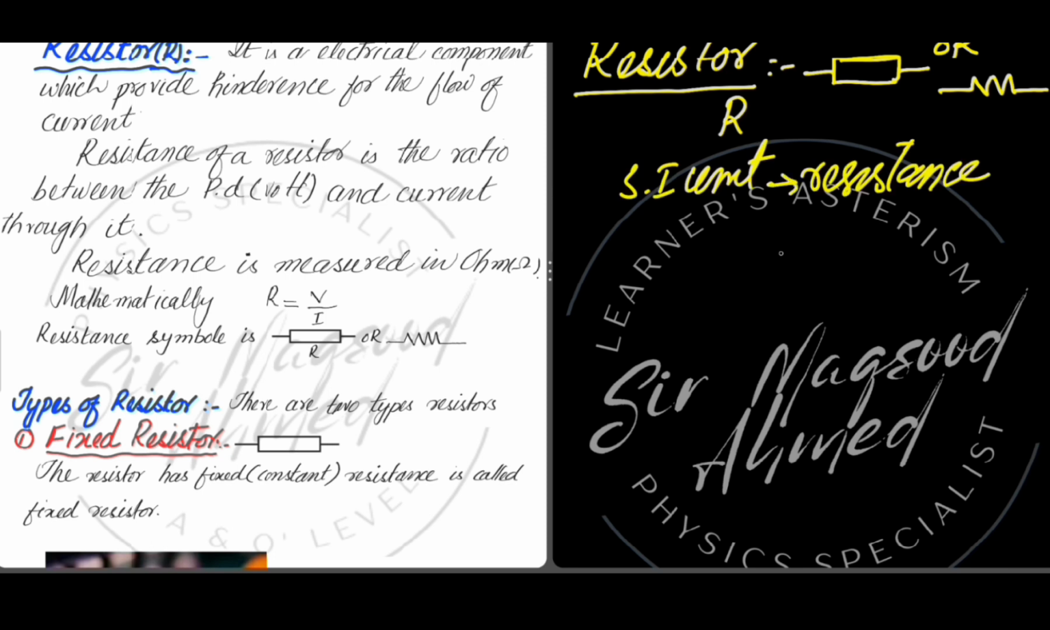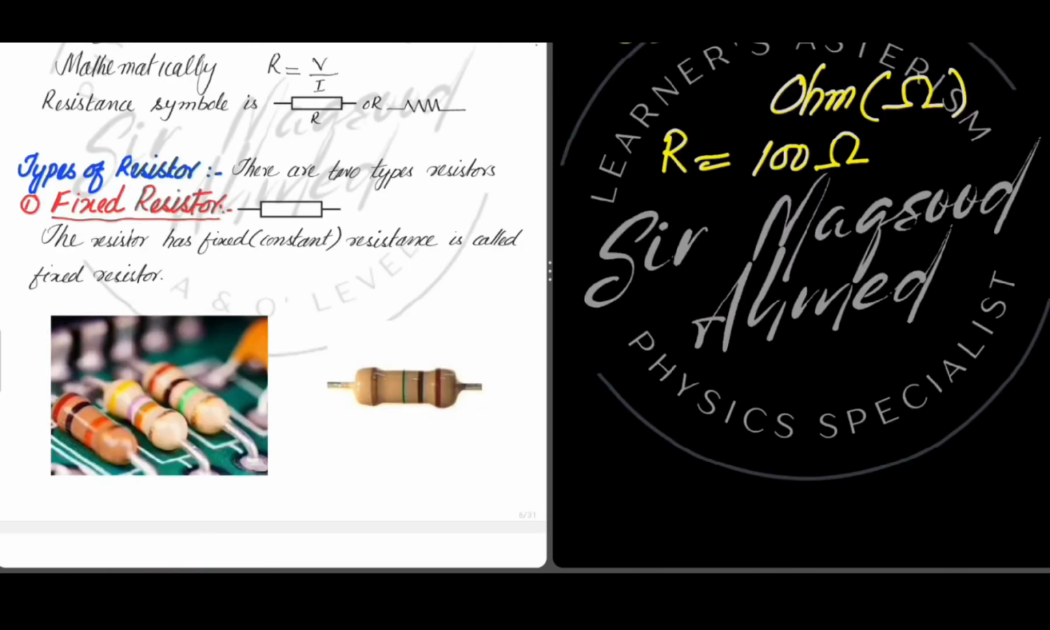The SI unit for resistance is ohm. The resistance is measured in ohm and it is represented by the letter omega. If any resistor has a resistance of 100 ohm, then we will write it as R is equal to 100 ohm. There are two types of resistor.